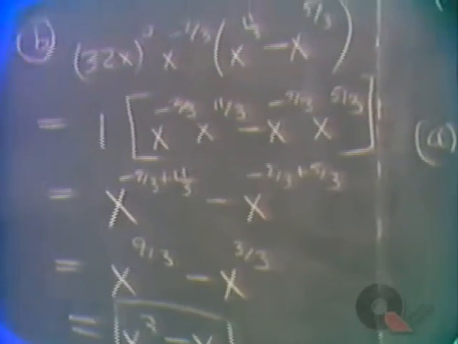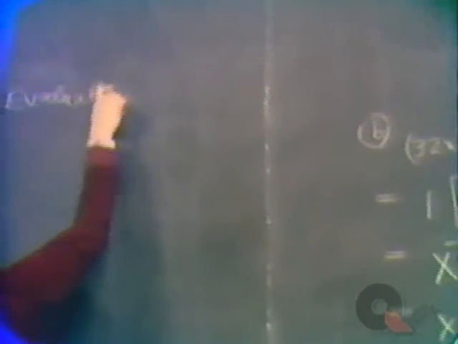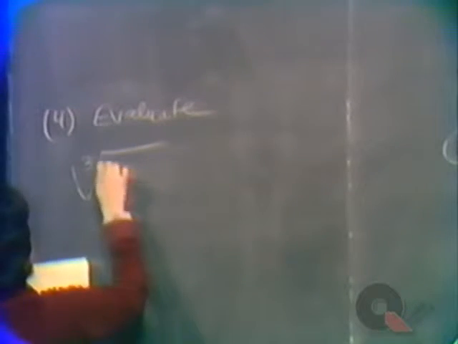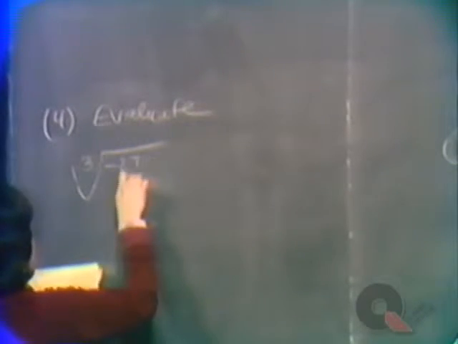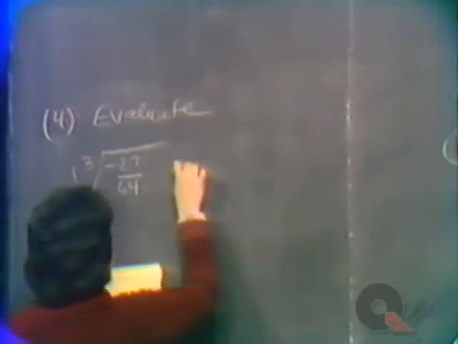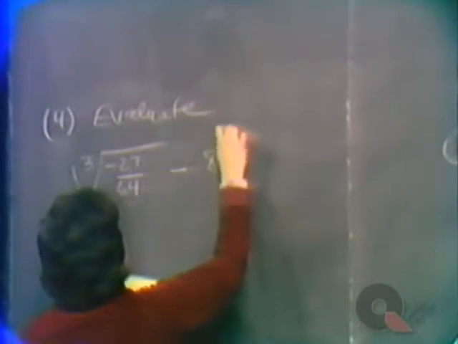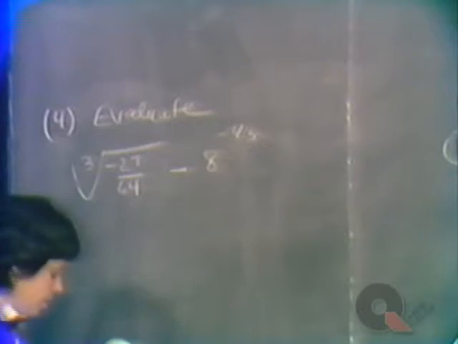In problem 4, we want to evaluate the following. The cube root of minus 27 over 64, take away 8 to the minus 2/3 power.